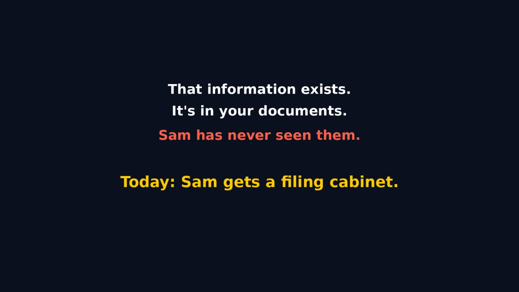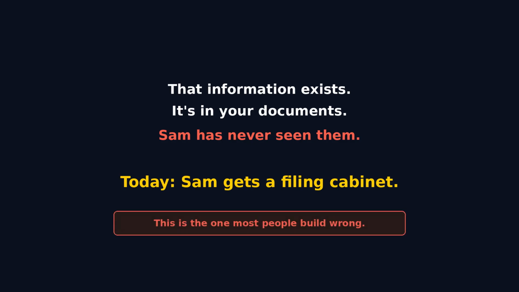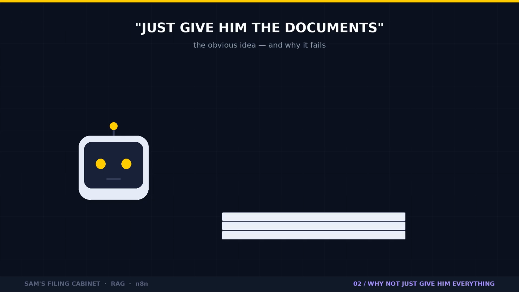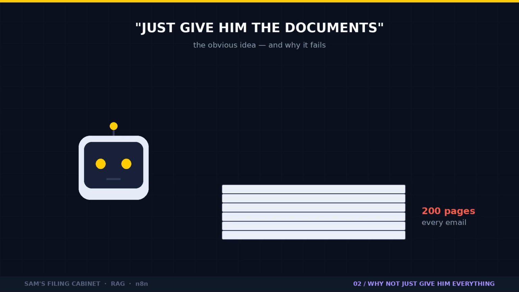Today, we build Sam a filing cabinet, and I want to warn you now, this is the one where most people's build goes wrong, because they focus on the wrong part entirely. The obvious idea is just to hand Sam the documents, give him the whole handbook, the whole contract, all of it, and let him read.